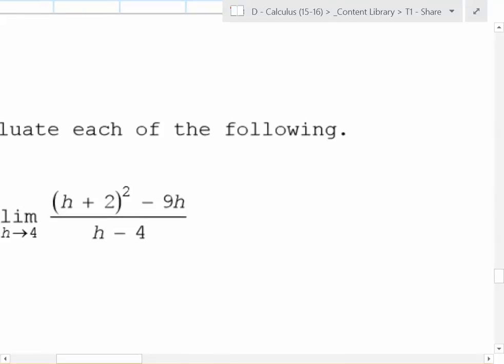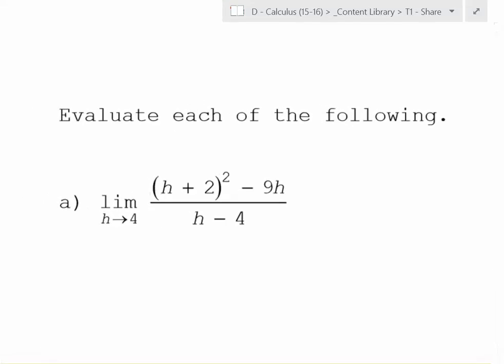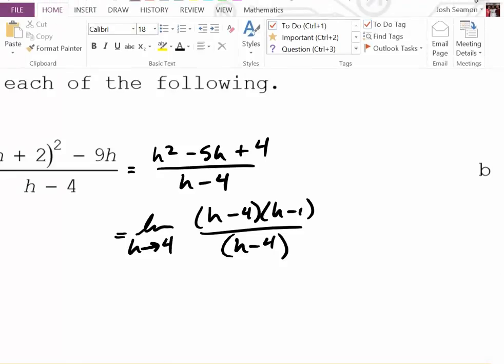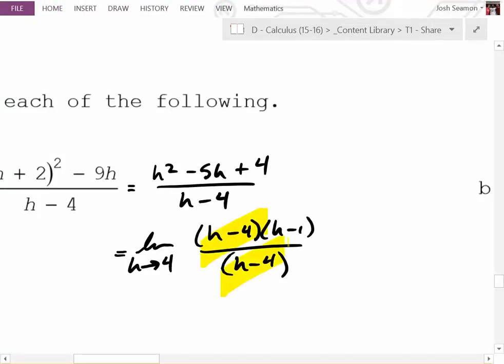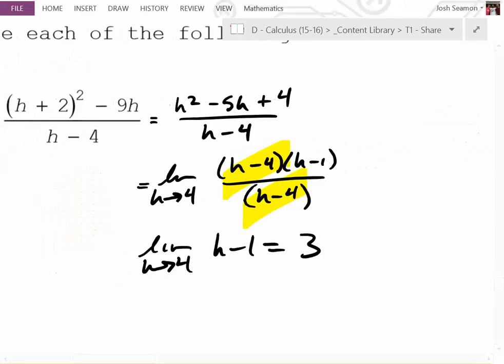Take a look at this one, everybody. Can you plug in 4? It does. It absolutely does. Fantastic. So this goes away. Leaves you with the limit as h goes to 4 of h minus 1. What's that equal? 3. Excellent. Oh, so much fun. Very cool.